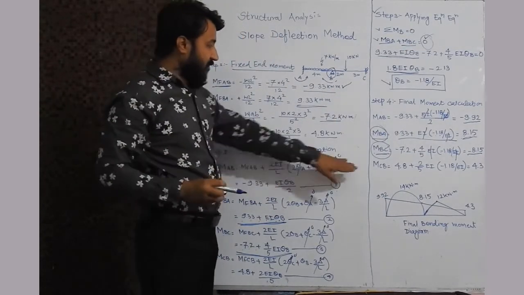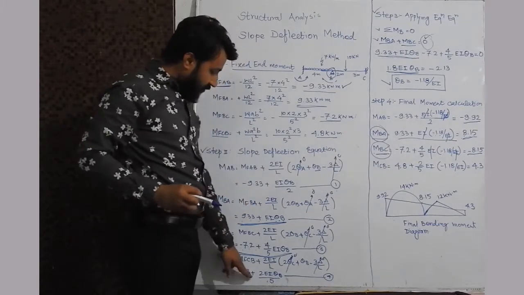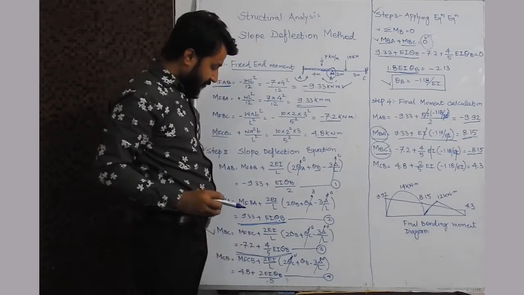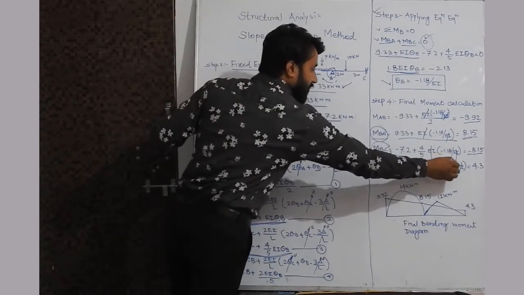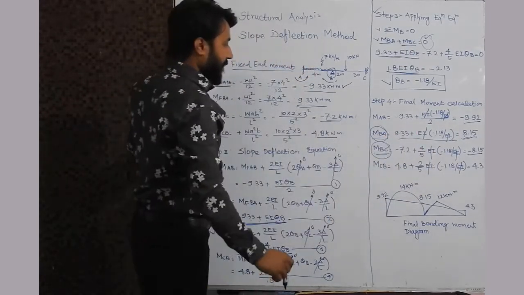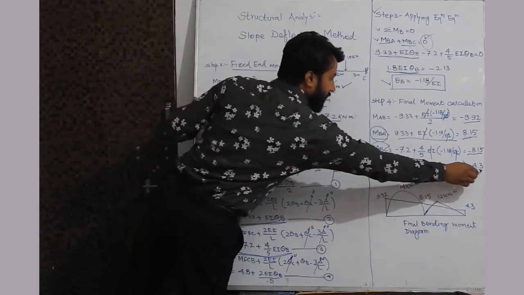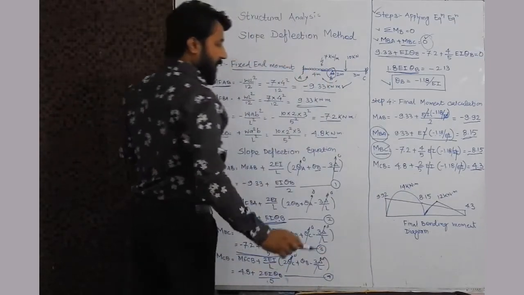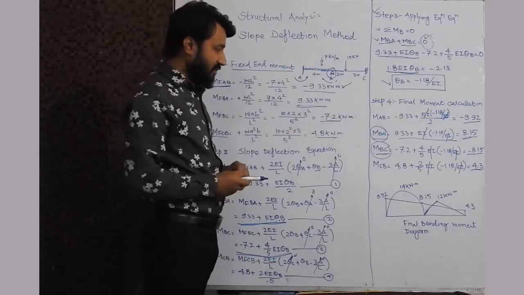Okay. Now move to the last moment calculation, that is MCB. So MCB is 4.8 plus 2 EI theta B divided by 5. So instead of this theta B, we will put this value, this EI will get cancelled, and the value which we have calculated is 4.3. Okay. So these are the final moment calculations.